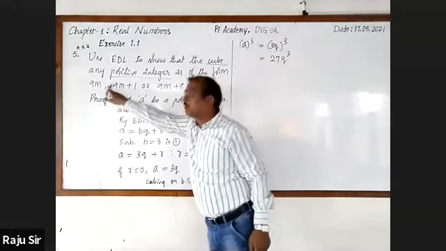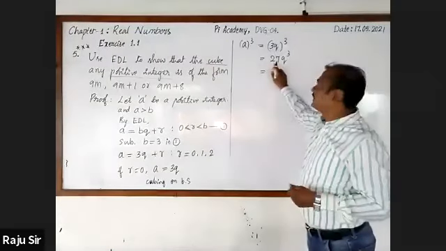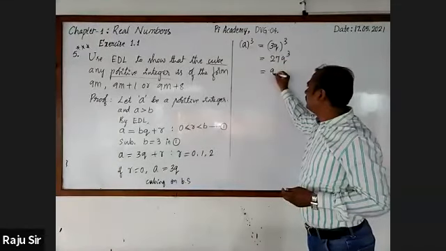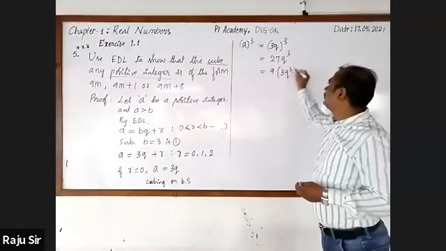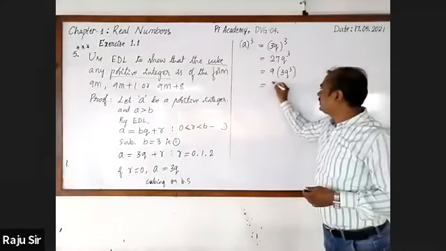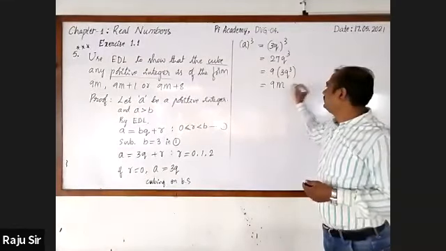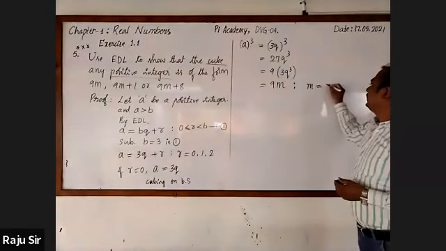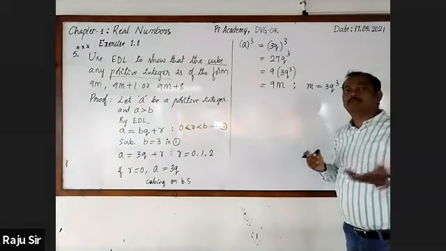Either 9m, 9m plus 1, or 9m plus 8. Hence, I'll write it as a multiple of 9. 27 can be written as 9 into 3, so it is 9 into 3q raised to the power 3. Now this is equal to 9, I'll write it as it is. In place of 3q raised to the power 3, I'll write m, where m is equal to 3q. And you may call it statement A, B, C or alpha, beta.